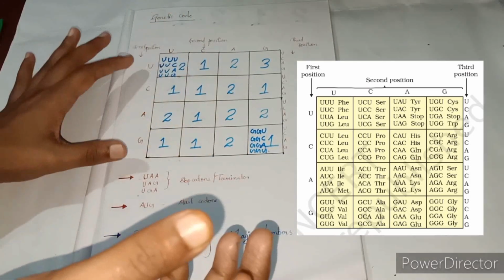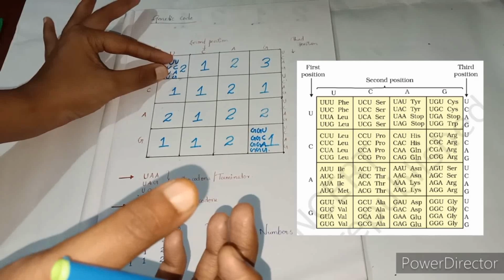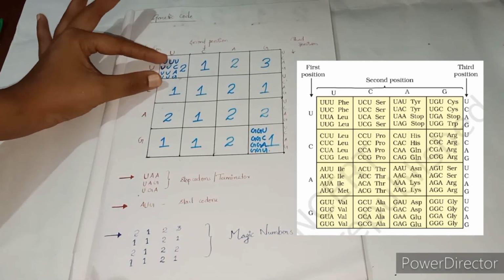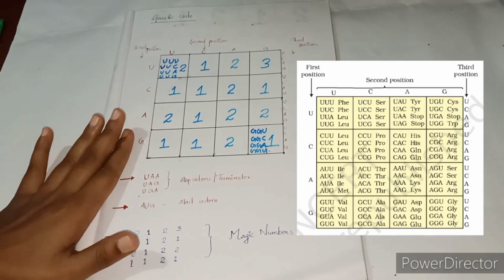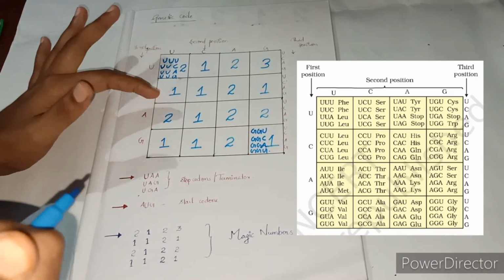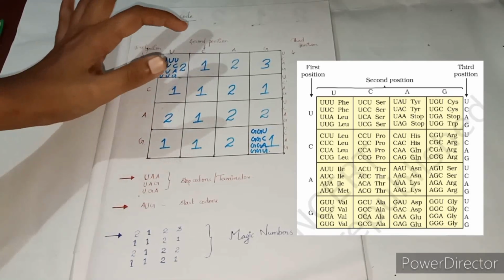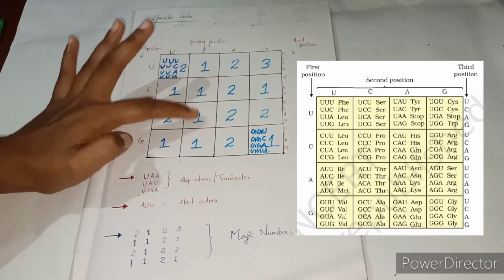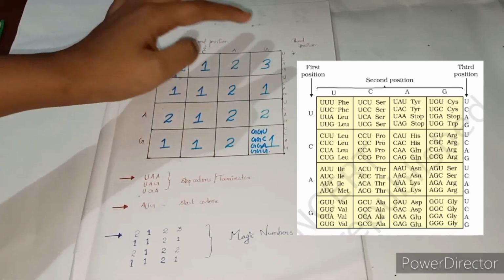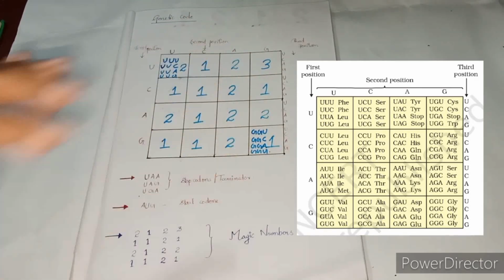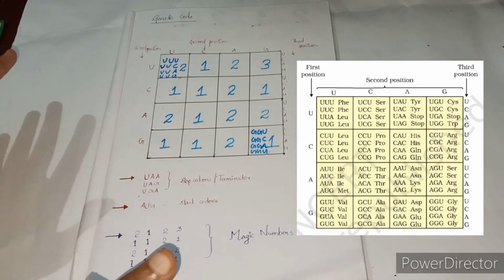These numbers just indicate how many types of amino acids are present in each box. For the first vertical column, it is 2, 1, 2, 1. For the second, 1, 1, 1, 1, then 2, 2, 2, 2, and last 3, 1, 2, 1. Just remember these magic numbers.